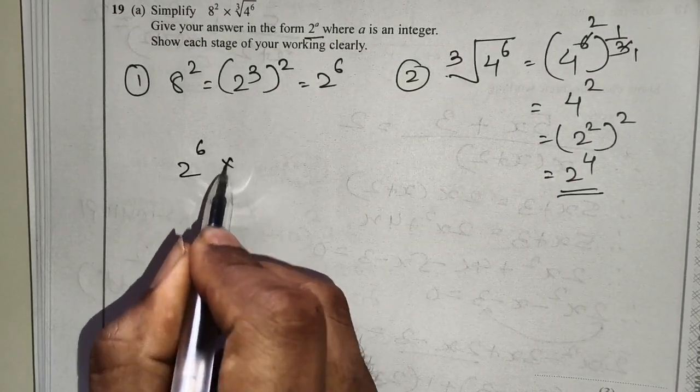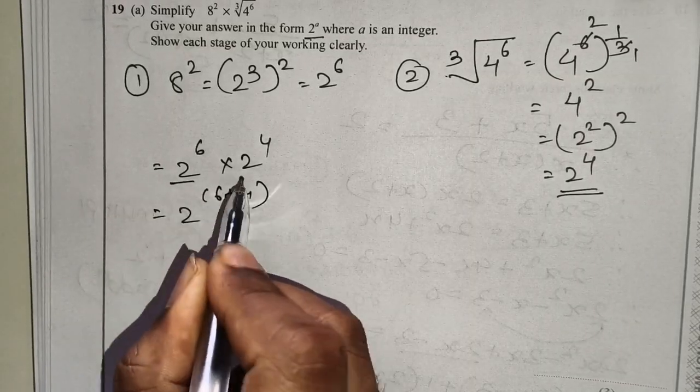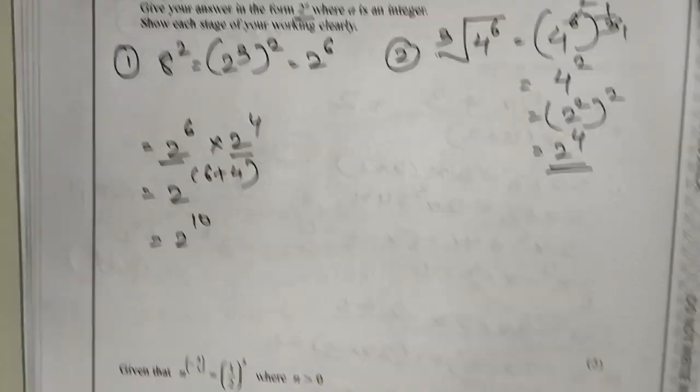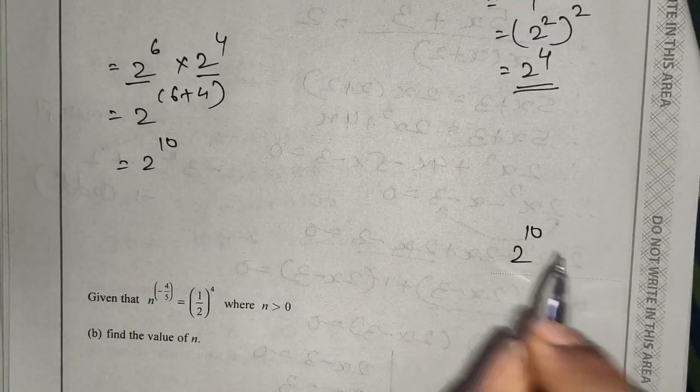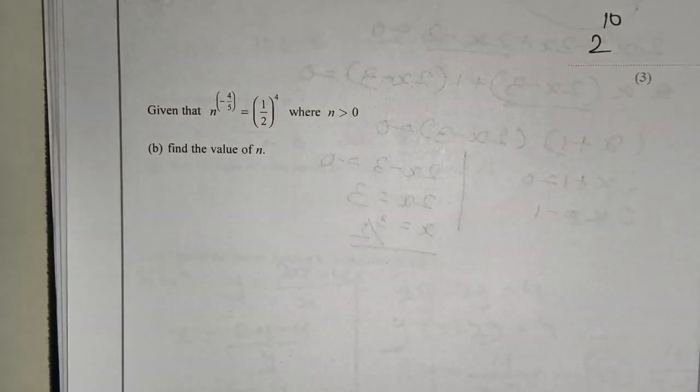Now let's multiply both. So 2 raised to 6 into 2 raised to 4 is going to be 2 raised to 6 plus 4, because when the base is the same, indices get added. So it is going to be 2 raised to 10. Done? Quite simple. Let's go to the next one.